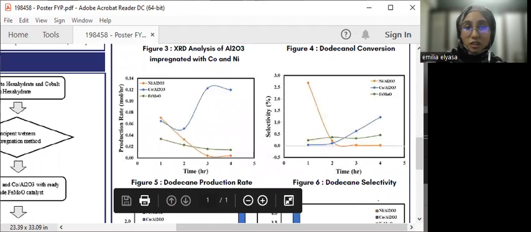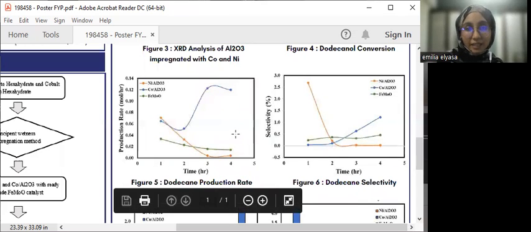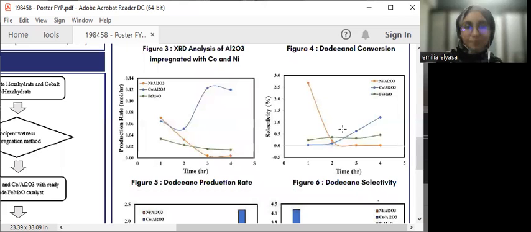Next is the production rate of the lithium. Based on the graph, the cobalt alumina has the highest production rate of the lithium, followed by iron aluminum oxide and nickel. This has a correlation with the selectivity of the catalyst on the metal catalyst site.